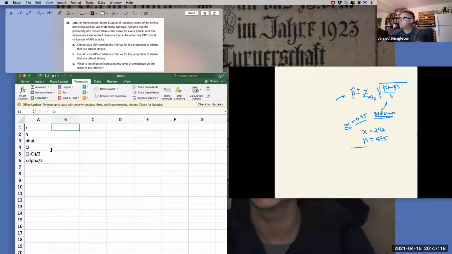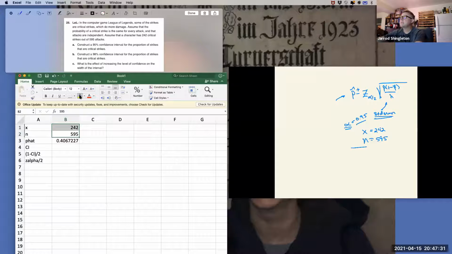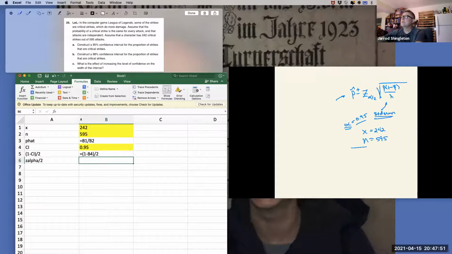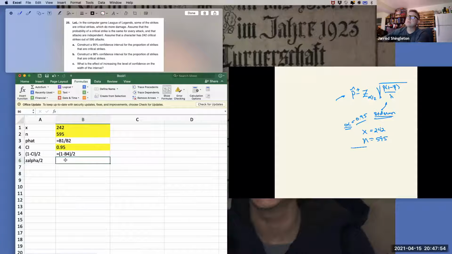So x here is 242, n is 595, and my p hat is equal to 242 divided by 595. I always like to highlight the stuff that I need to input myself in my template. My confidence interval here is 0.95. That's going to come in handy, because I'm going to be able to change it and take a look at my other confidence interval in a second. And then this is equal to 1 minus my confidence interval divided by 2. Now I'm going to go over to the formulas view so you can follow along with my formulas, and we'll look at what actually happens later on.